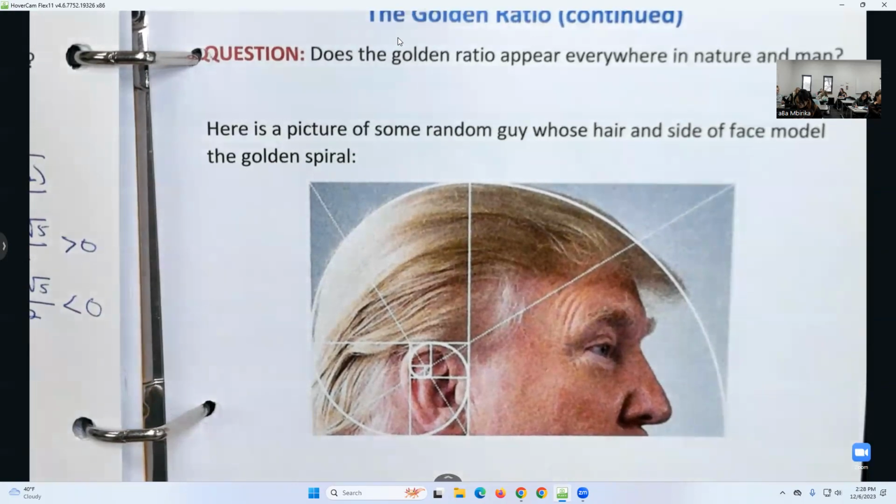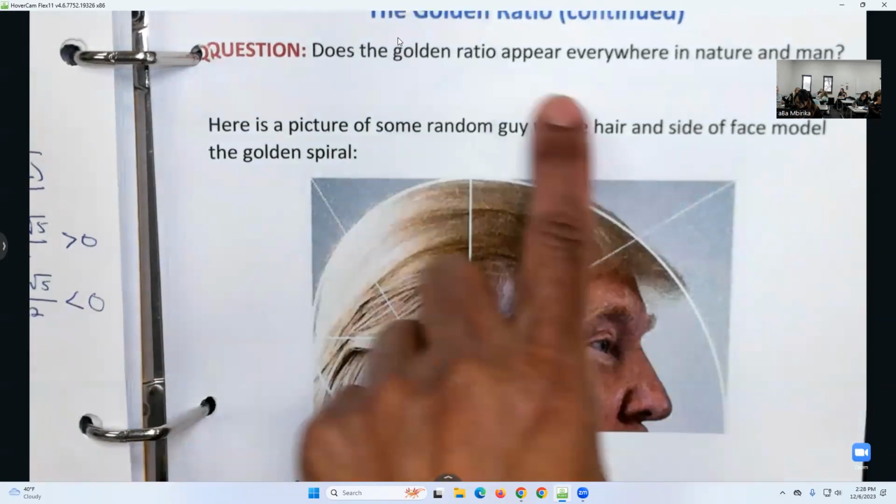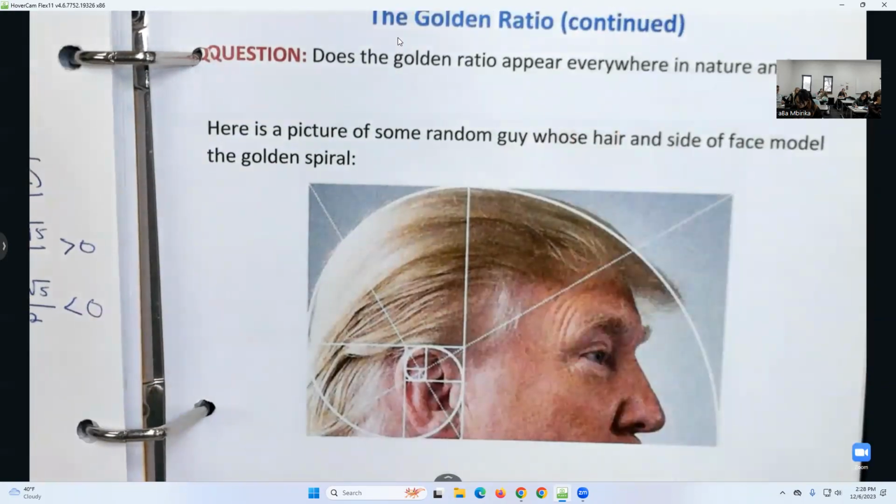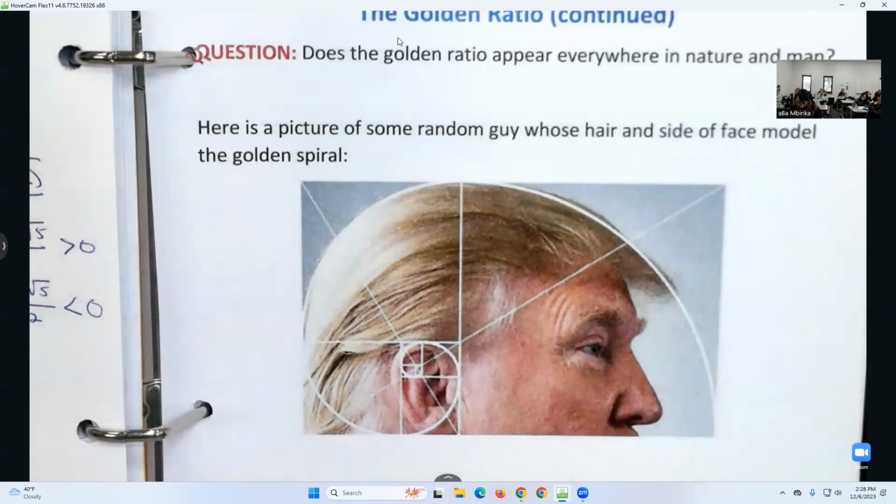Okay, golden ratio continued. Does the golden ratio appear everywhere in nature and man? Well, a lot of pop culture books talk about how it is all over nature, and it's not. It's sad that it's in pop culture, because some of it is true, like pineapples and flower petals always come in numbers that are Fibonacci numbers, and the golden ratio and Fibonacci are embedded together. But let's talk about the golden spiral.